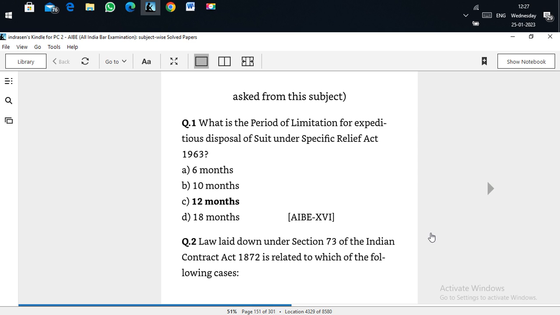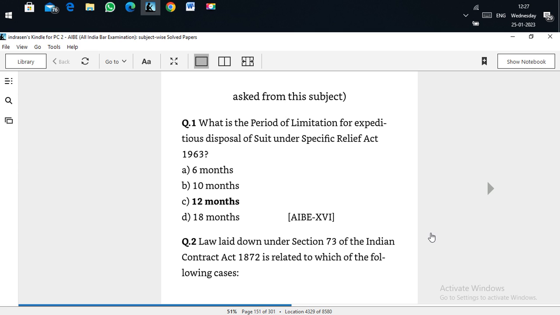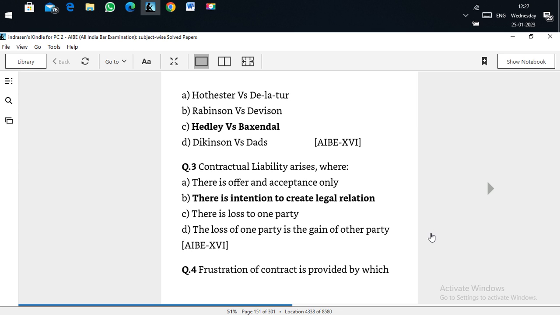Law laid down under Section 73 of Indian Contract Act is related to which of the following cases? Section 73 of Indian Contract Act 1872. Hadley versus Baxendale is the case which is pertaining to the Section 73 of the Indian Contract Act. Contractual liability arises when there is the intention to create a legal relation.